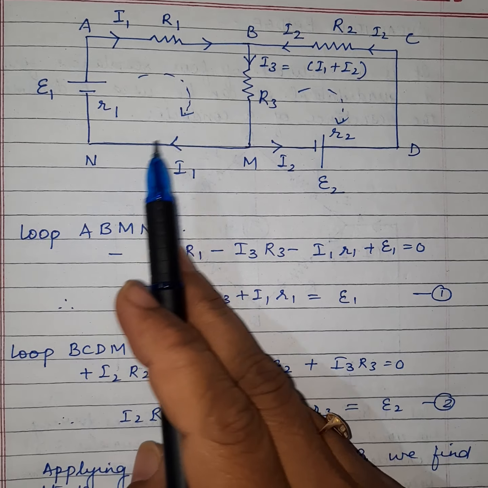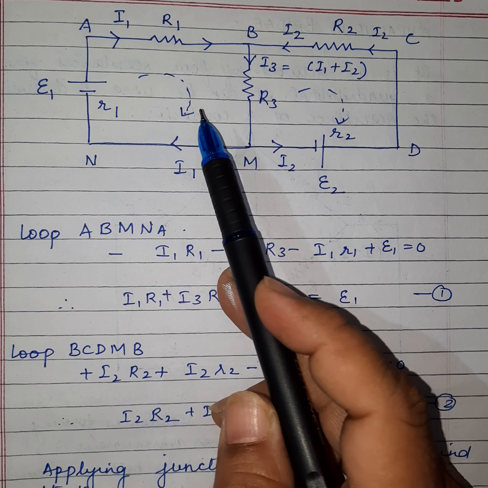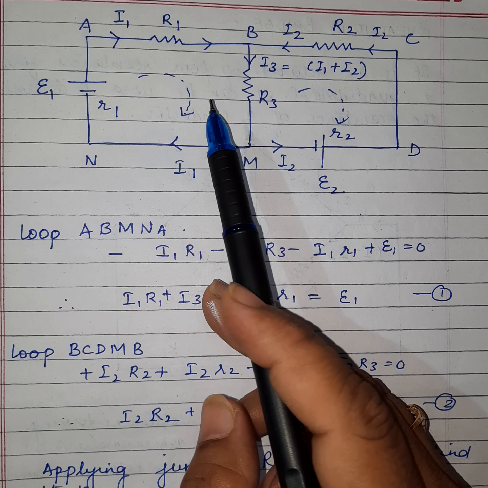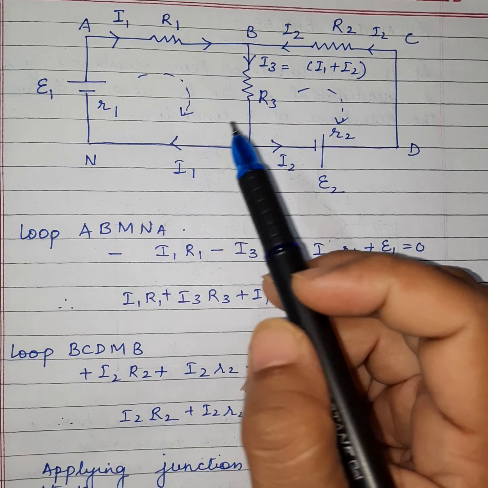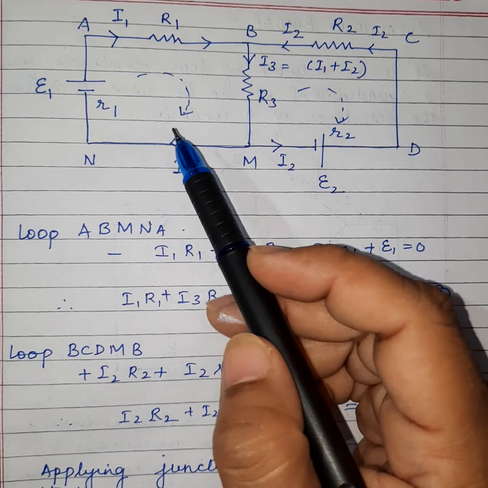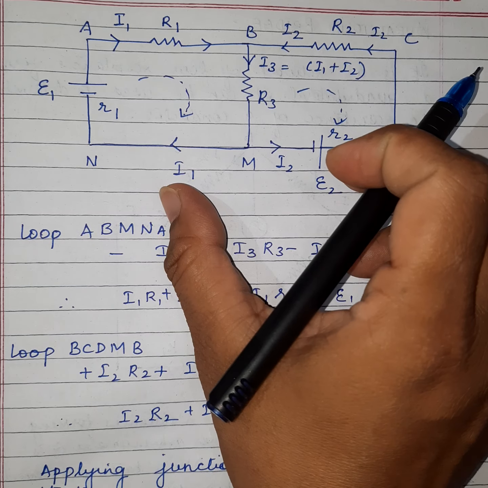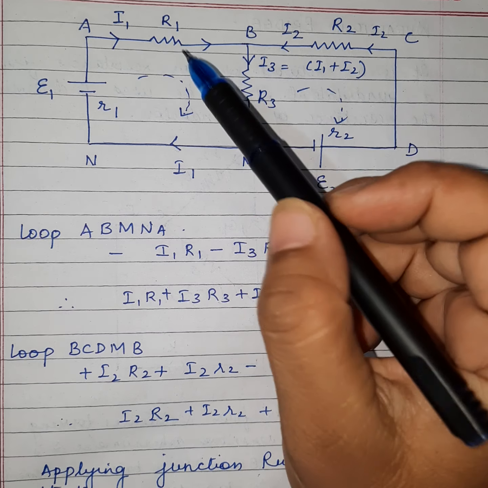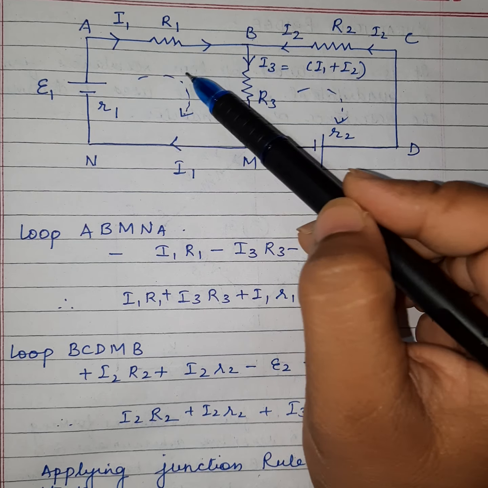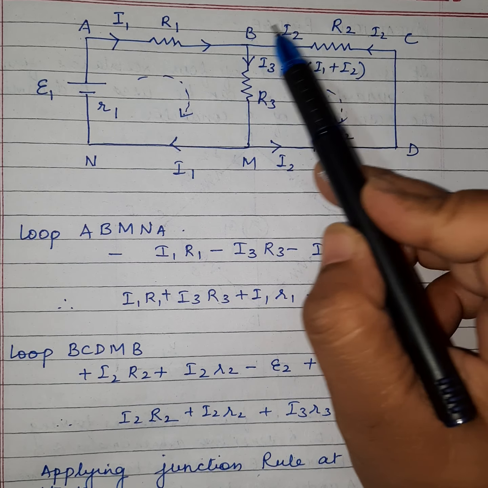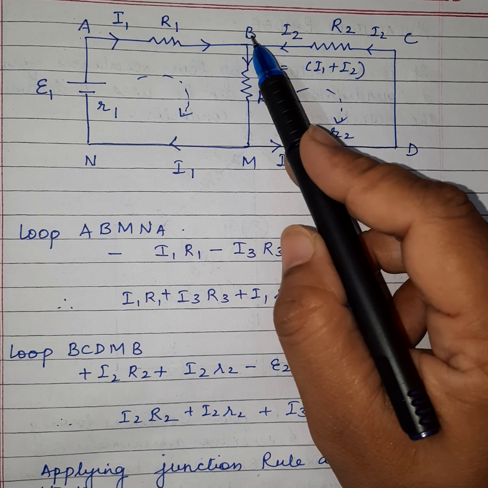Now here in this circuit we will apply the loop rule using the sign conventions to solve this circuit. We have to divide this network into two loops. The first loop is A, B, M, N, A, and the second loop will be B, C, D, M, B.